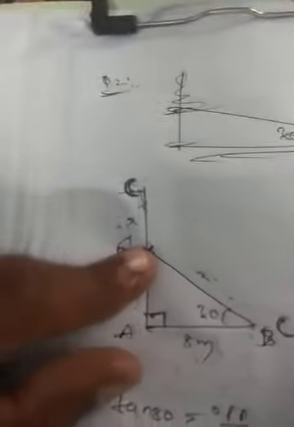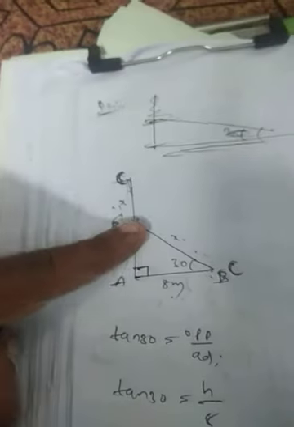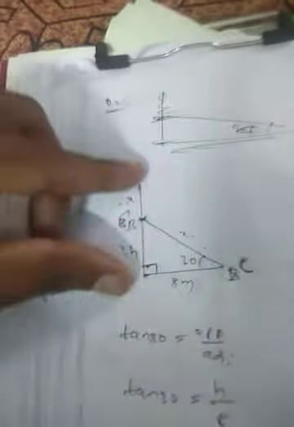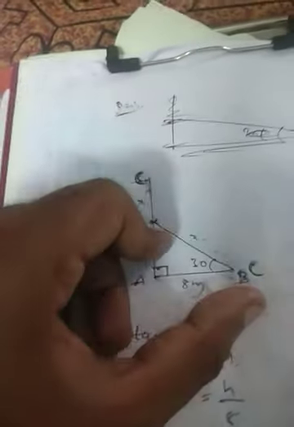Once again I am telling you, this question you have to understand. This is the tree. It was broken up to here, and that part is touching the ground like this. And this part will be the same. Actually this is a part of the tree only, but it was bent. This is a part of the tree only, where it was broken. So that means this height plus this side is the original height. This I have taken as h, and this is x, so this is also x.